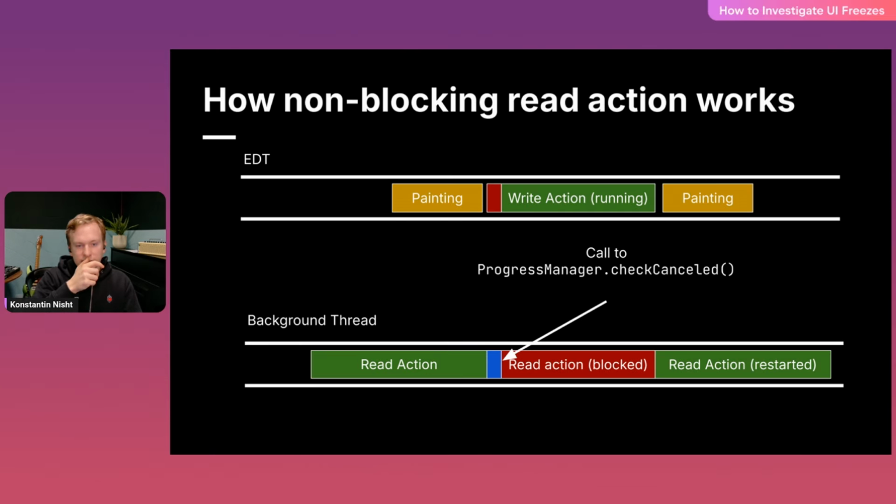And like I said, in our code, the cancellation points are calls to ProgressManager.checkCanceled, which throws a special exception, and that's how a read action gets aborted. So in this blue segment, after the first read action, the read action continues running until it reaches the checkCanceled. And basically, if you don't have any checkCanceled calls in your read action, then you have kind of a blocking read action, because the write action cannot start for the whole duration of the read action.